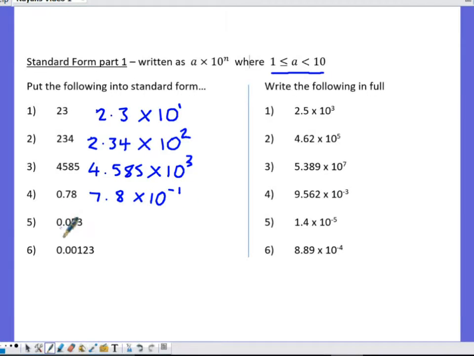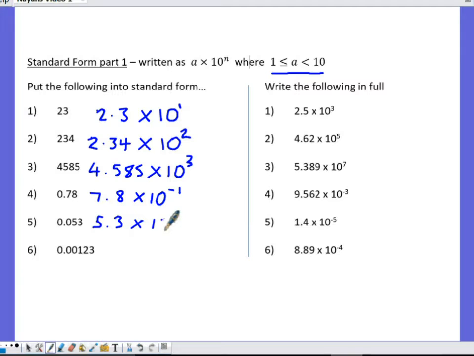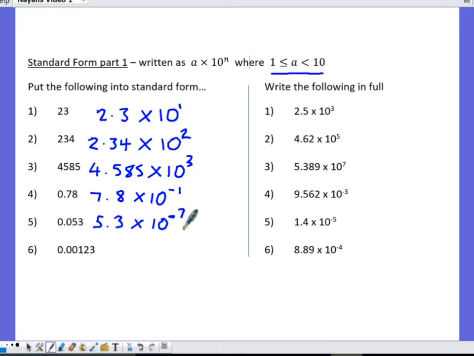Same with example 5. To get this number between 1 and 10, I have to put the decimal point between the 5 and 3. I'm making the number smaller to turn into 0.053, and I'm moving the decimal point 2 places. So to make it smaller, it's a minus, and it's 2 places.